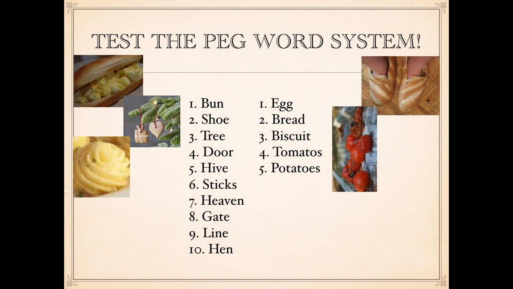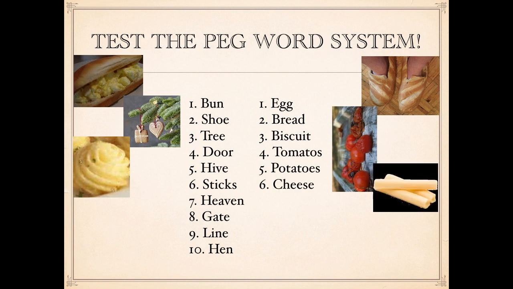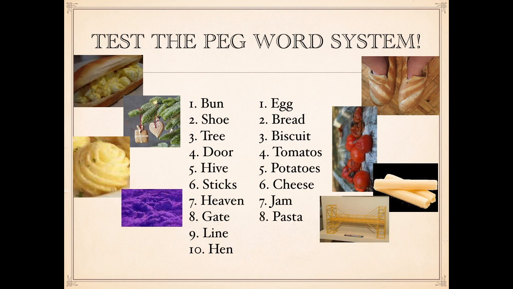What was it? Cheese, that's right. 7 is heaven. Oh, this one's a tough one. Maybe it was the grape jam clouds. 8 is a gate. Yep, that's right. We have a macaroni or pasta or spaghetti gate. Oh, Golden Gate, if that is.